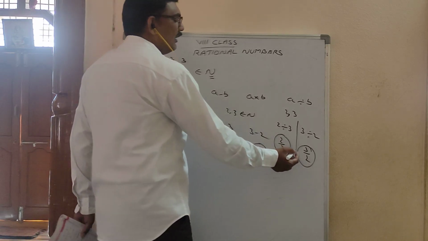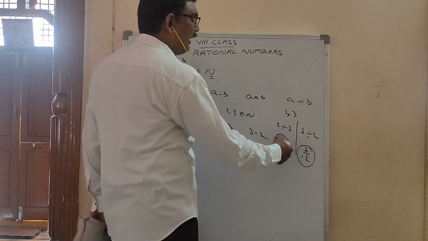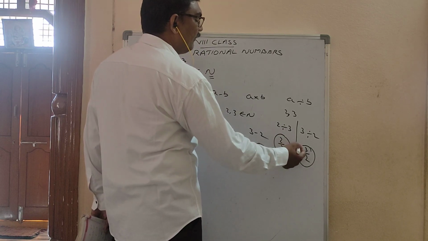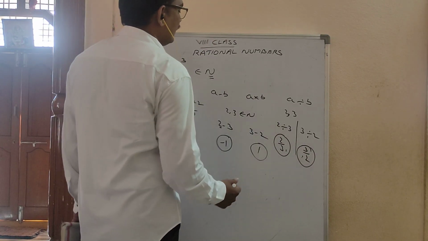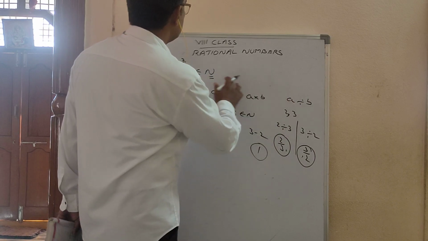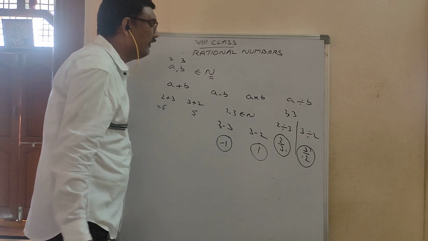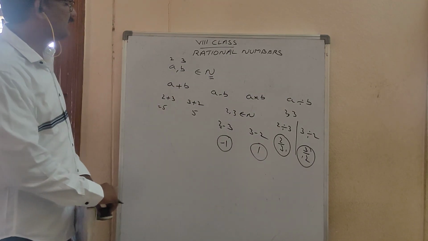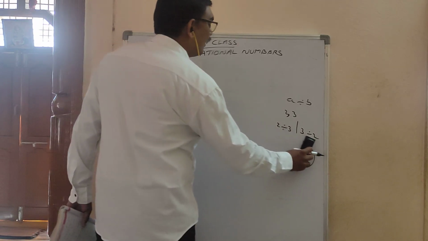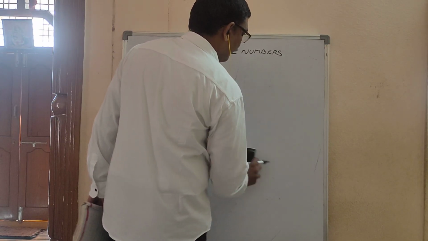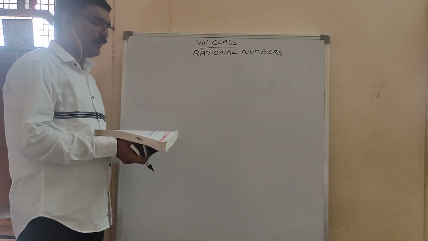3 by 2 you can convert into a mixed fraction; 2 by 3 you can't convert into a mixed fraction. Its value is less than 1, and the other value is greater than 1. So I have to say that the set of natural numbers is not satisfying the commutative property under division and subtraction. It is satisfying for addition and multiplication. Next, we will go for the next property.